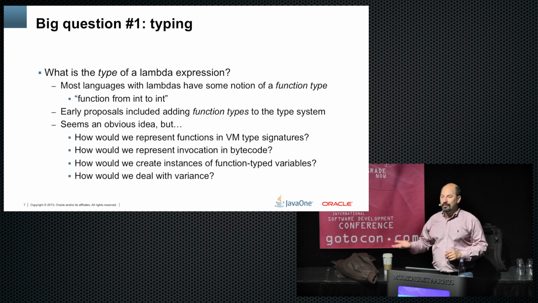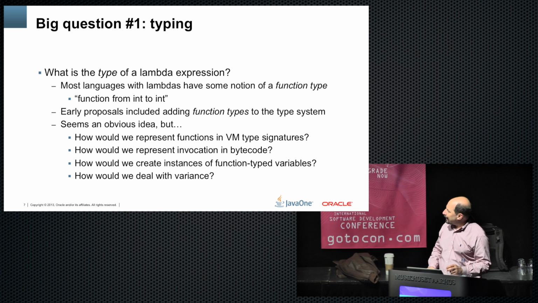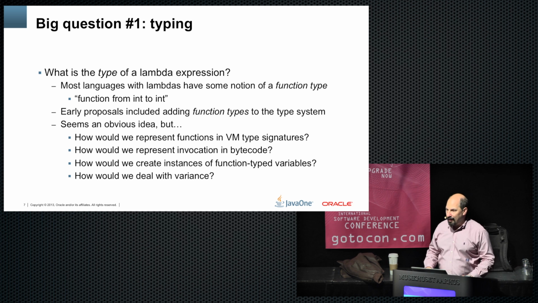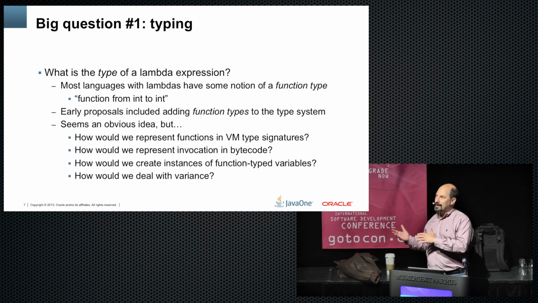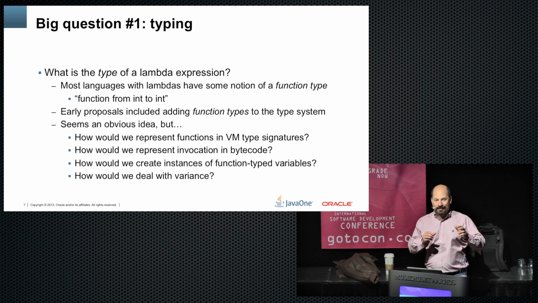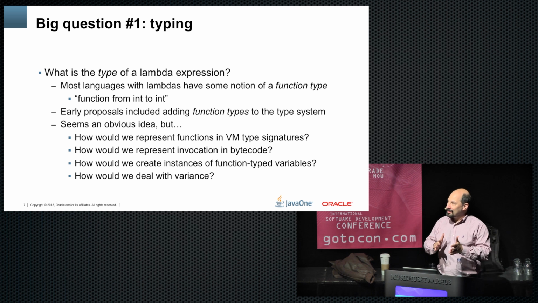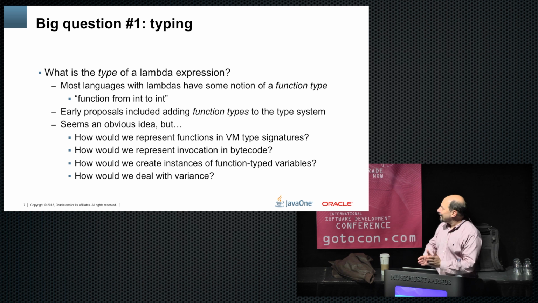Similarly, how do we invoke a Lambda? Do we have to have special bytecode for invoking it? How do we create instances of them? Do we do that with a new bytecode? It's the bytecode called new. That's the old way. Do we have to invent a new way to new? I didn't think this out very carefully. Okay, moving on.